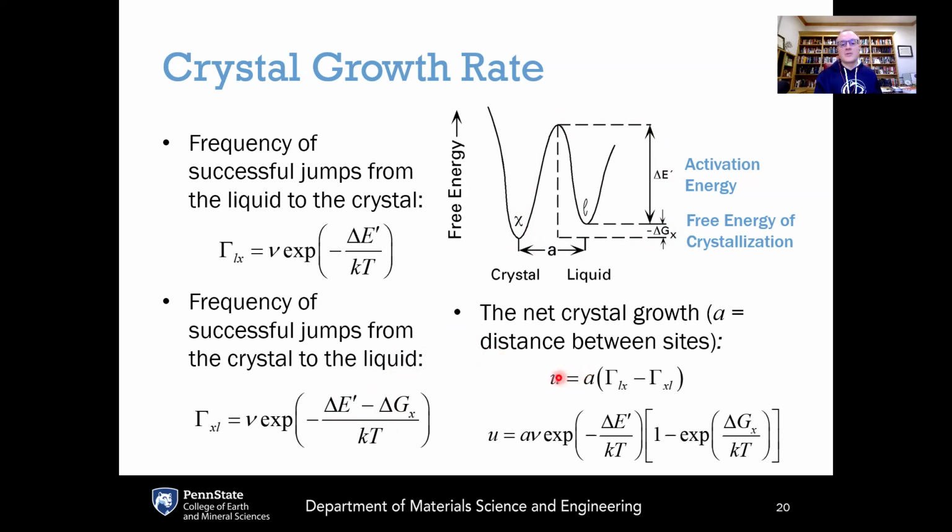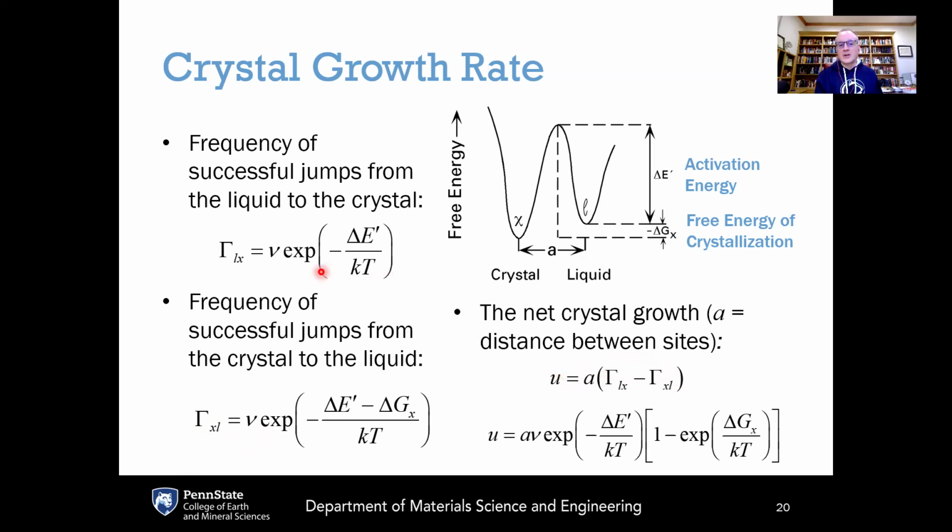The net crystal growth rate here, U, would be how many atoms are we taking from the liquid and adding to the crystal, minus the rate of the reverse transition, leaving the crystal and going to the liquid. That difference between these two rates is gamma LX minus gamma XL. And if we multiply this by the distance that they have to travel here, this gives us the net crystal growth rate in terms of a linear distance per unit time.